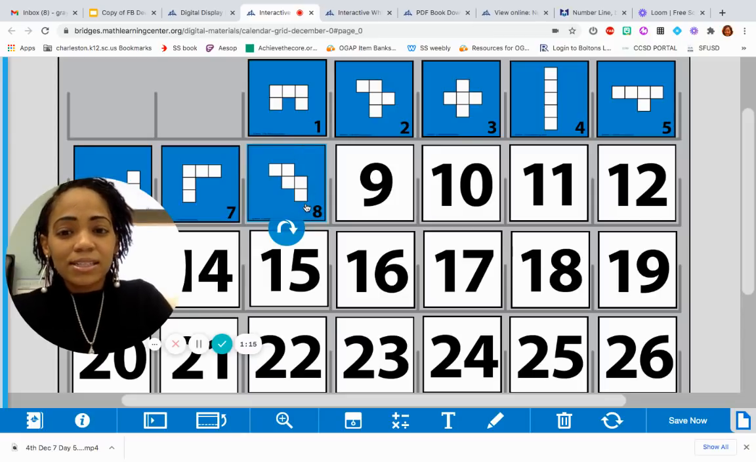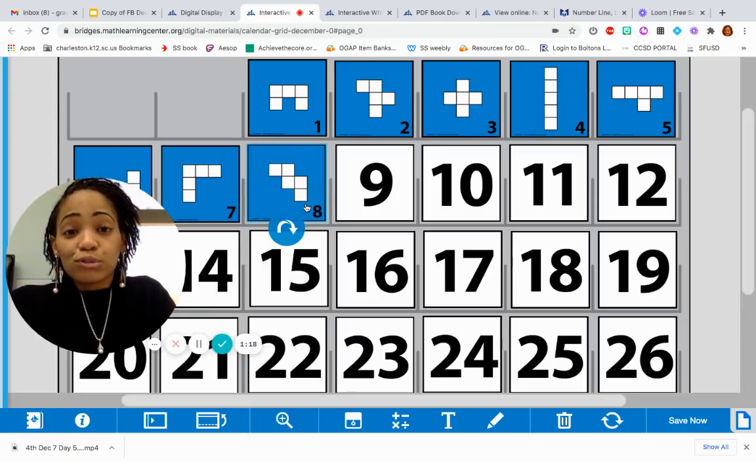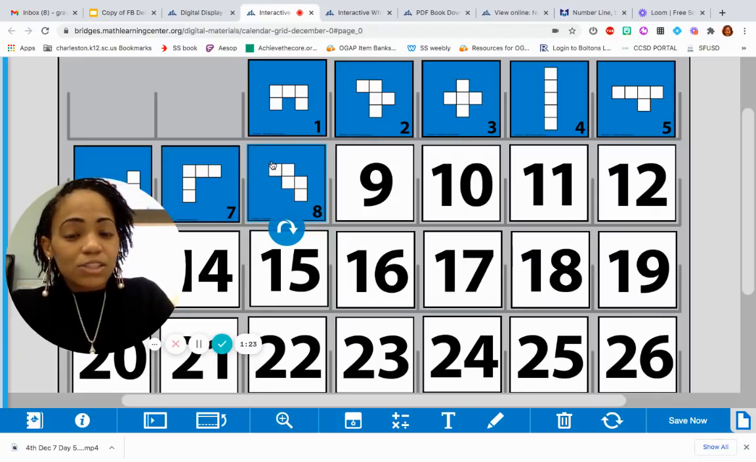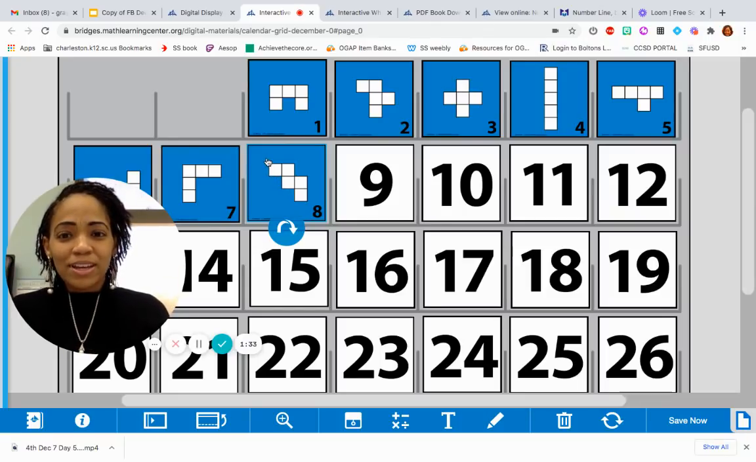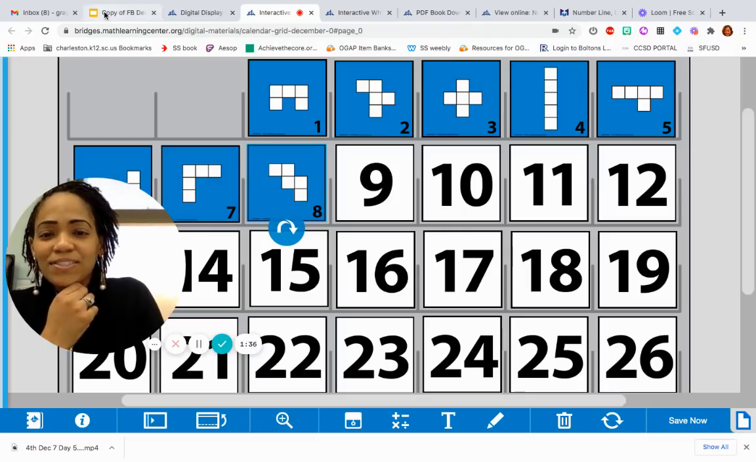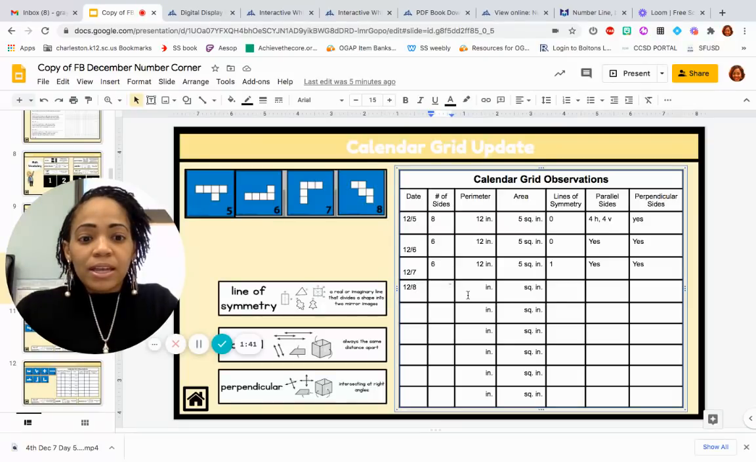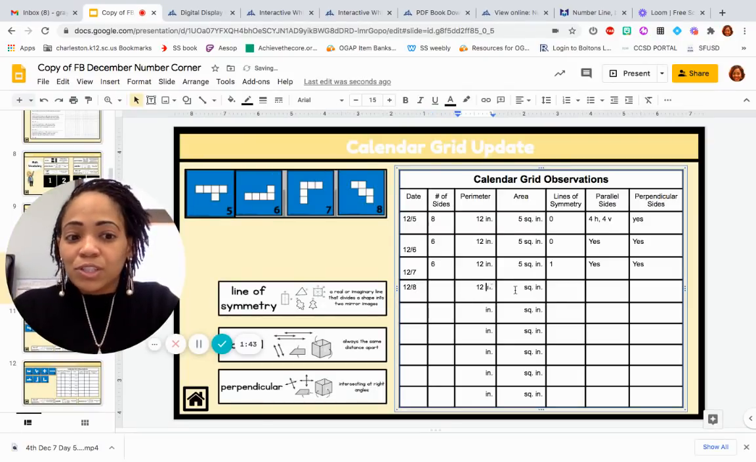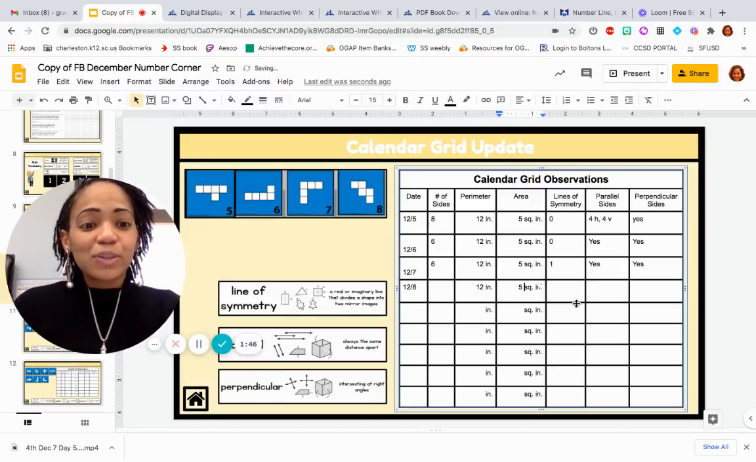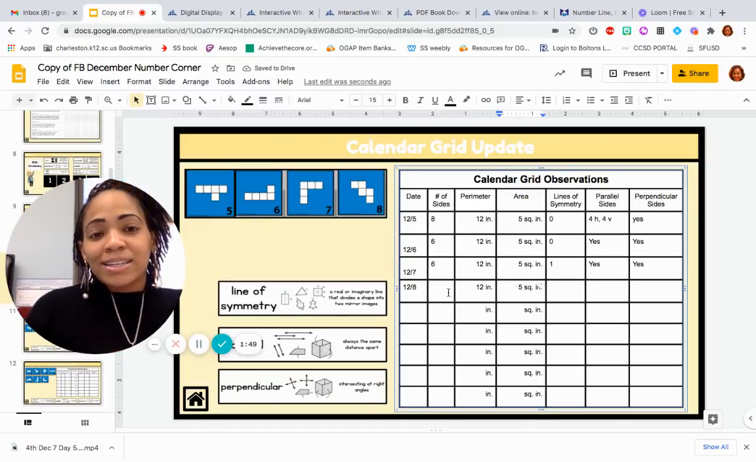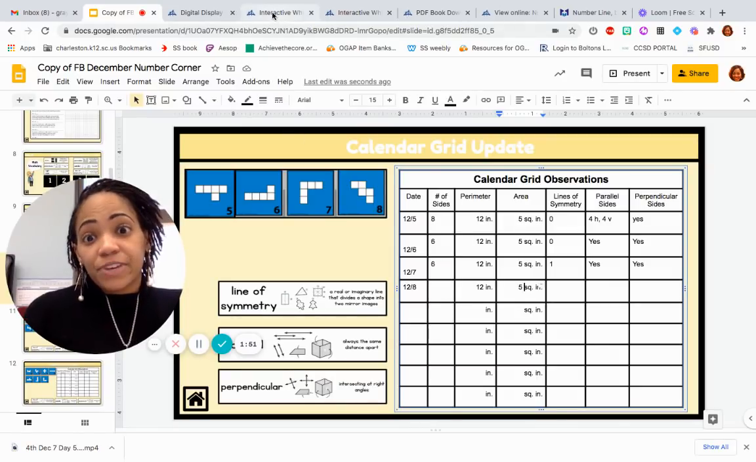So here is today's. Let's see if this one still holds true for what we know. 1, 2, 3, 4, 5, area 5. Check the perimeter. 2, 3, 4, 5, 6, 7, 8, 9, 10, 11. Still 12. That's amazing. So let's fill that in on our observation chart. So we know that there has a perimeter of 12 inches. We know that there's an area of 5 square inches. What we don't know is the number of sides. So let's figure that out.